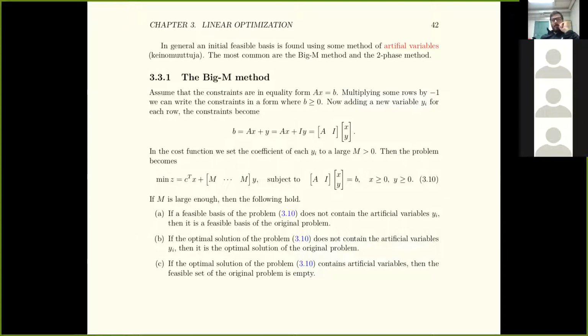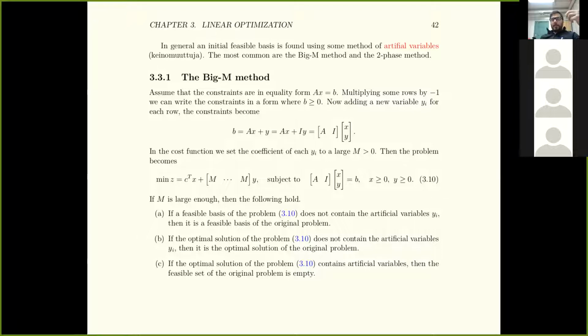So if M is large enough, then what happens is that if this original problem does have any feasible solutions, then the artificially constructed problem will only have variables y equal to 0. If we have a basic solution of 3.10, well, 3.10 has a basic solution where all the y's are 0, so none of the y's are in the basis, if the original problem has some solution.